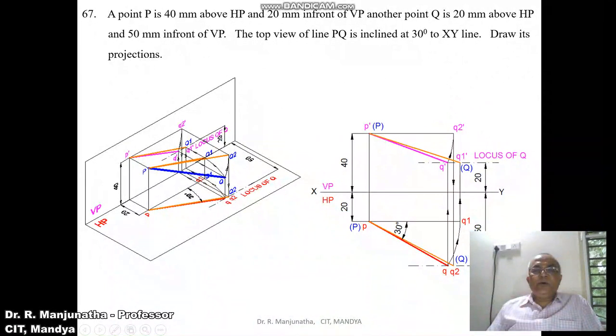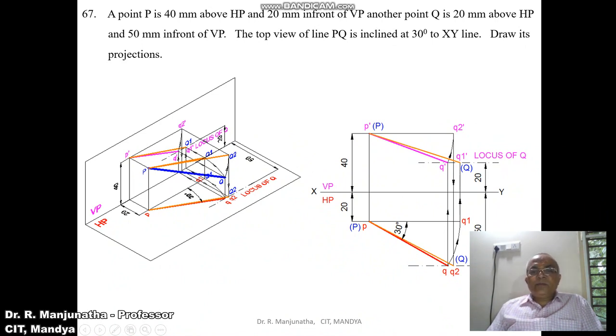That means P dash is above HP by 40 mm and Q2 dash should also be above HP by 40 mm. So now the line is parallel to the XY line in the front view. When it is projected into the top view, it will be projected till the locus of Q in the top view, and mark this point as Q2, then join PQ2. This will be the true length, and you mark this as capital P in bracket and capital Q in bracket in the top view.